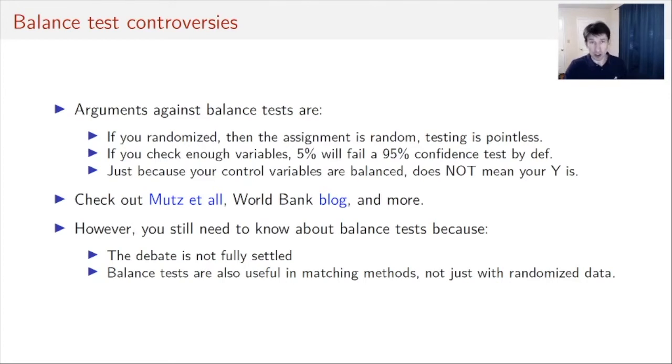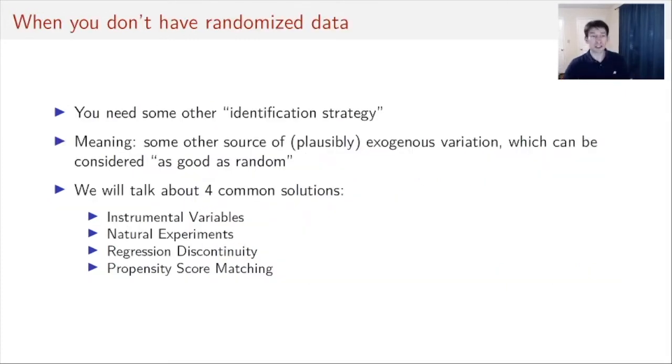And balance tests in general as a concept are still useful, for instance, in matching methods, and therefore you should be aware of what balance tests are and how to do them. So that brings us to the meat of this lecture, which is what do you do when you don't have randomized data? Well, if your data is not random, you need some other identification strategy. So again, identification strategy means a source of plausibly exogenous data variation, which can be considered as good as random.